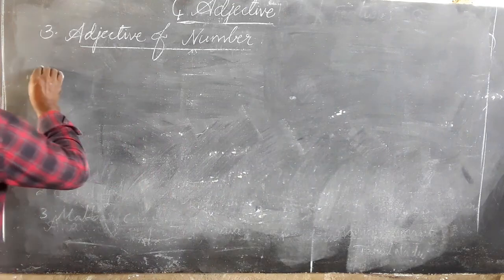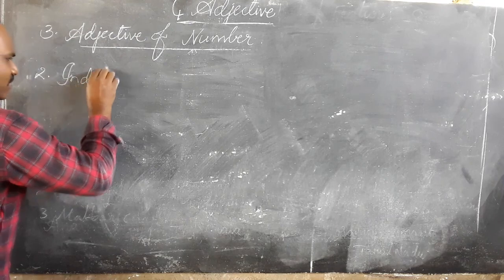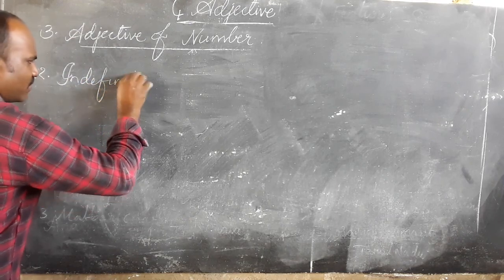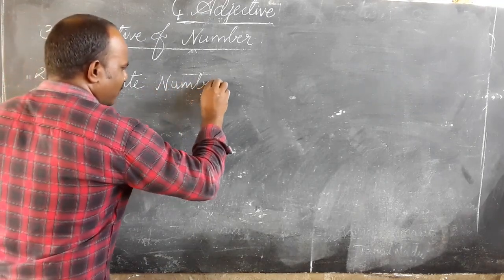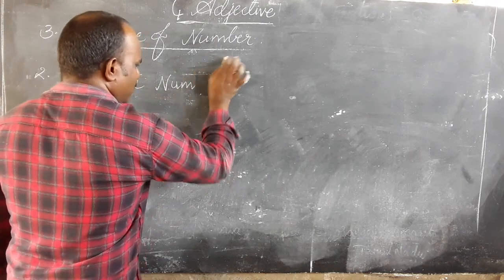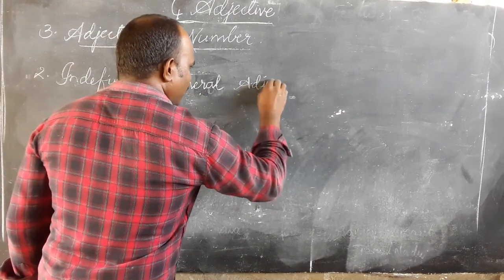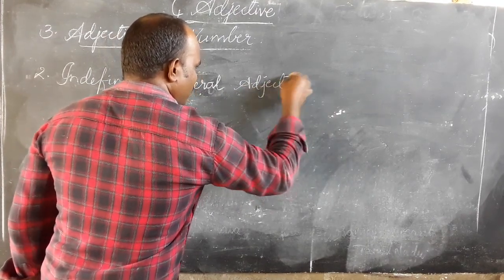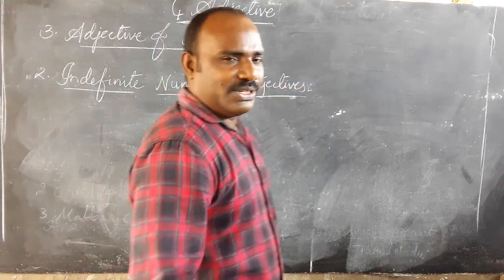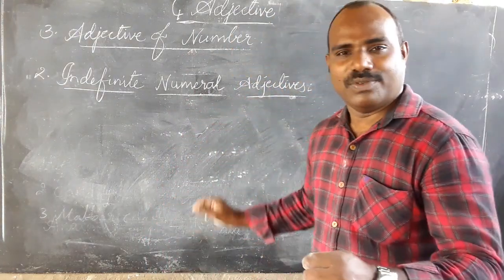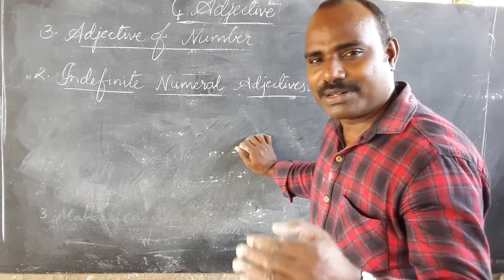Now the second one, indefinite numeral adjectives. Indefinite numeral adjectives. See, indefinite means here a word or adjective that does not specify or show a particular number of something or someone.